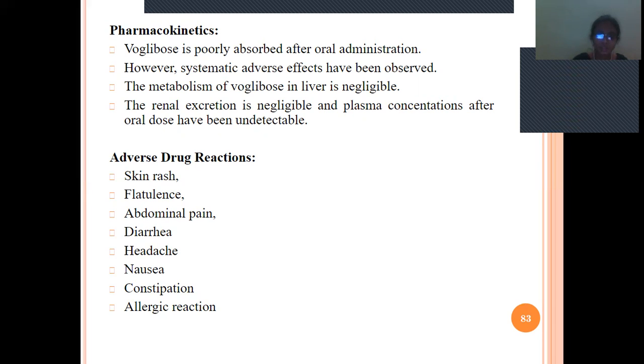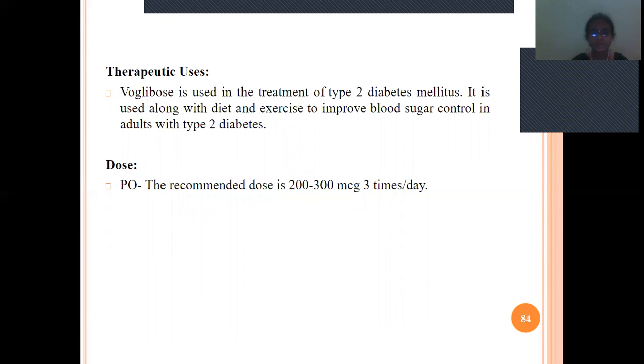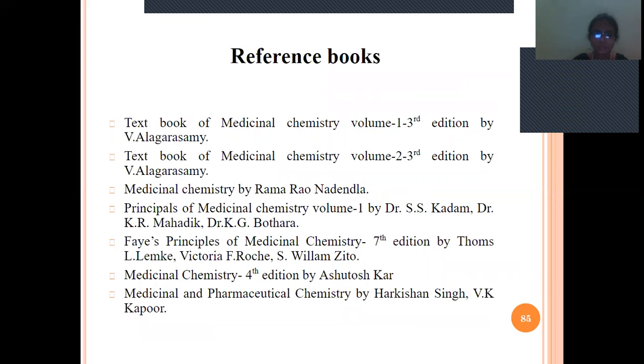Adverse drug reactions are skin rashes, abdominal pain, diarrhea, headache, nausea, constipation and allergic reactions. Uses: it is mainly used in the treatment of type 2 diabetes. It is given along with diet and proper exercise to improve blood sugar control in patients who are suffering from type 2 diabetes.